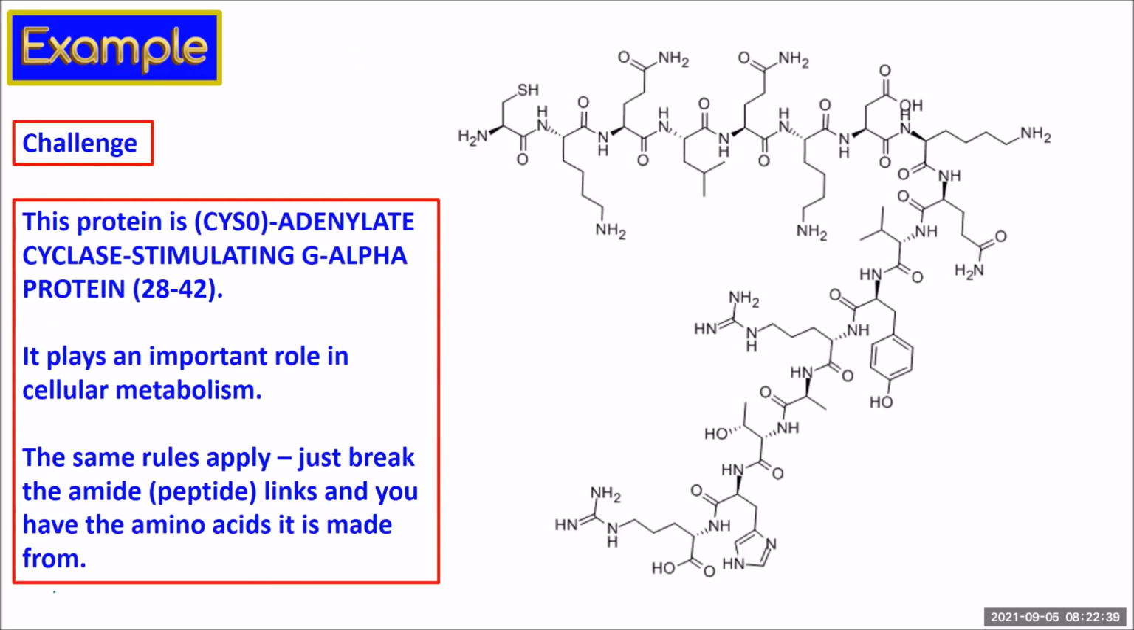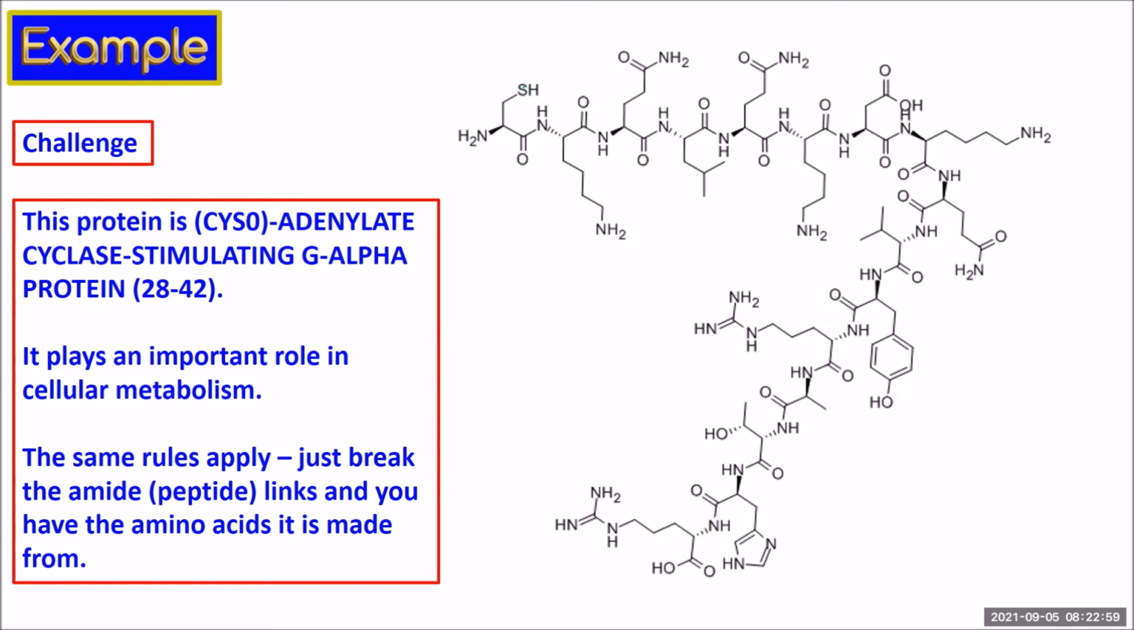Here's a challenge example for you. This one is a protein. So this one is made of amino acids. Now, in this case, we would not look for a repeating unit. We're just going to follow the structure along and identify where the amide links are.